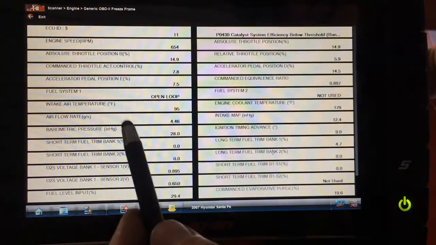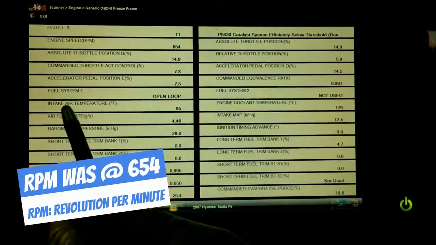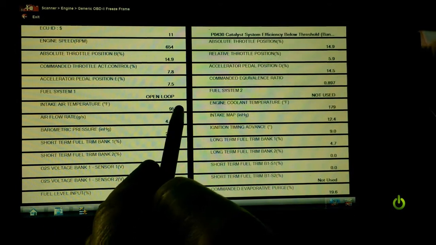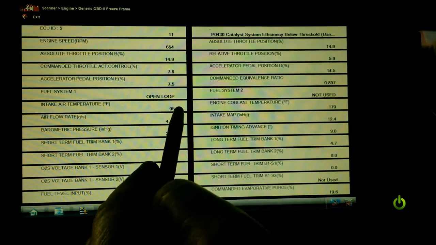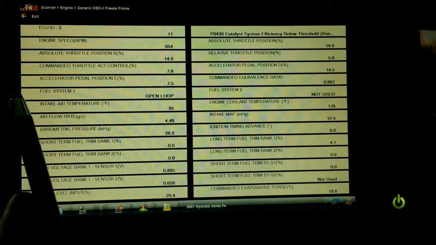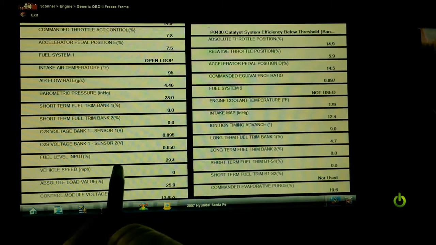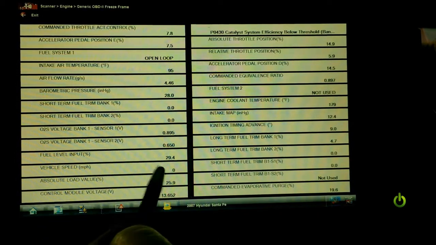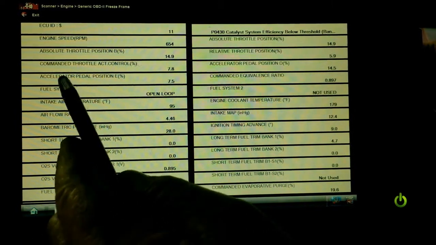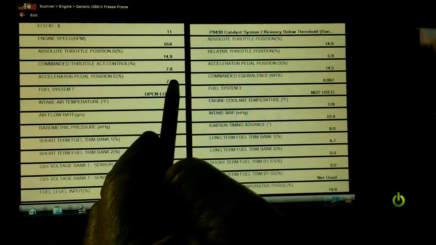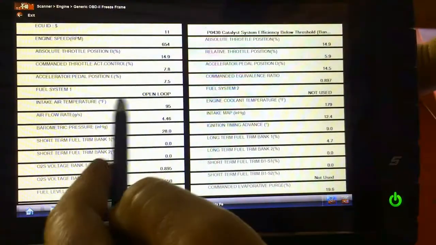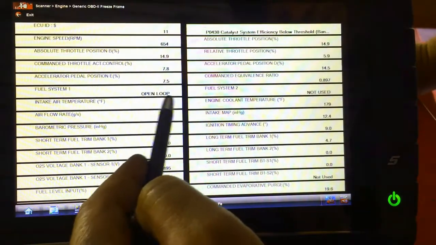Basic one would be like RPM. So intake air temperature sensor. So this is the air coming into the car. So it was 95 degrees outside. So we're in San Diego, so it was actually a pretty warm day. So that's good information. Let's see if we could get the throttle position. So accelerator position. So looks like 7.5%.